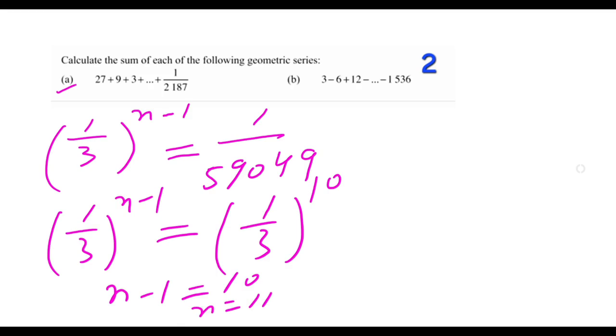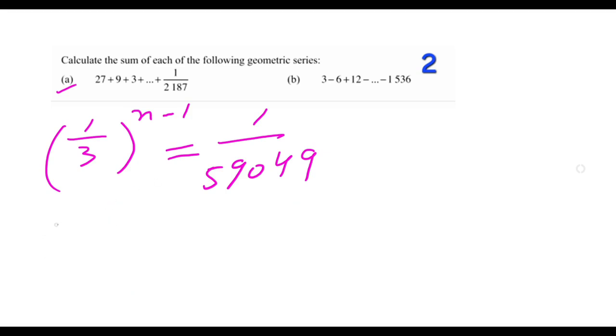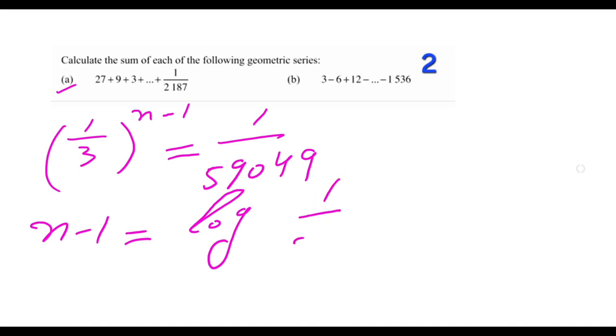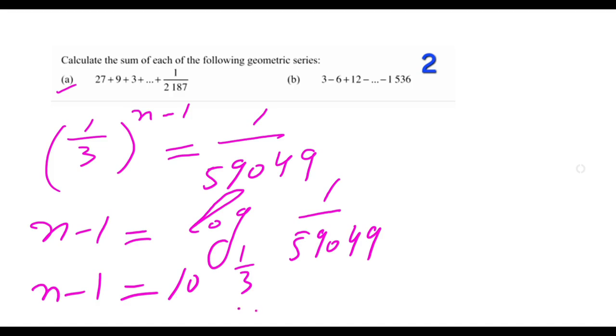Now if I want to use the log, let me show you the log also. We need to find n minus 1, that's our subject of the formula. We apply the log of 1 over 59,049 to the base 1 over 3. 1 over 3 stays the base. Use my calculator, the answer is going to be 10. So n minus 1 is equal to 10, therefore n becomes equal to 11. Either way the answer will be the same.